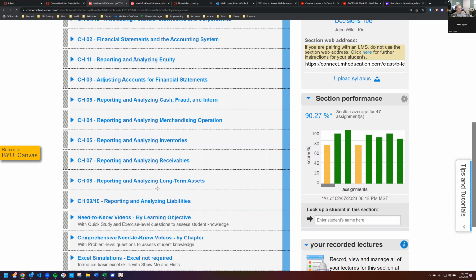And then the last one is assets and liabilities. But these are, how do you take on debt and pay off debt? How do you buy equipment and depreciate it? But these ones right here are how do you buy stuff and then sell it? All right. Buy and sell.